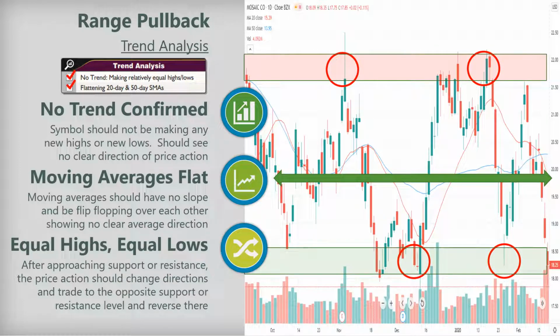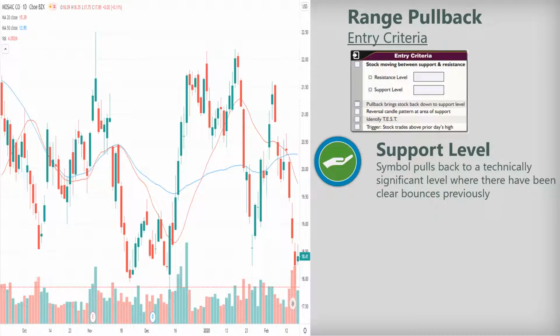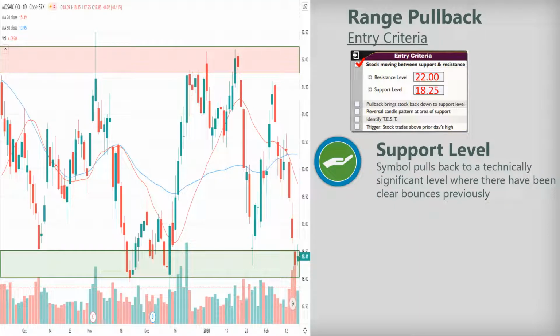Equal highs, equal lows. We want to make sure that we find those. So there's the pivot points, and you can see that they are equal or close to. Now we're going to identify about the specific average price that those are at. And there are a few, if you can take a look at this. So let's get started here. So stocks moving between support and resistance, we find an area. Notice that $22 and about $18.25.